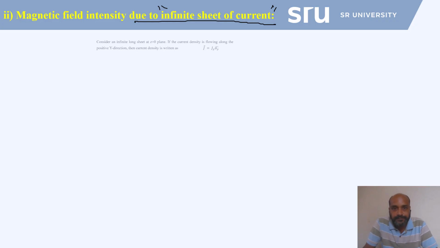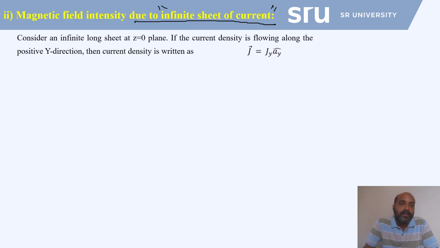Now we'll extend that problem. I mean, we'll apply Ampere's law. But this is the two-dimensional current source due to an infinite sheet of current. Like the current is through the paper. It is a two-dimensional object. So first we'll consider the infinite long sheet in the z equal to 0 plane. So the sheet through which the current is passing, let it be the z equal to 0 plane.